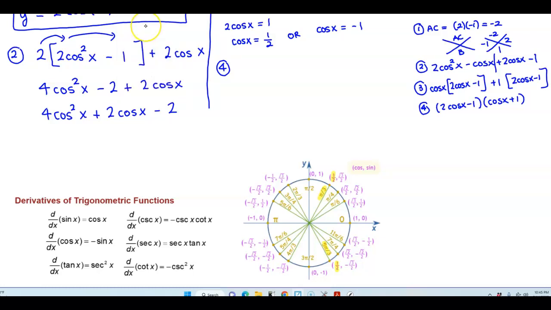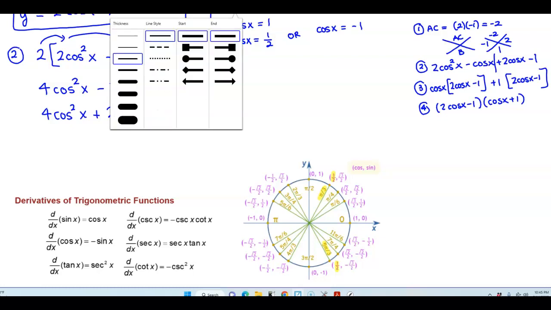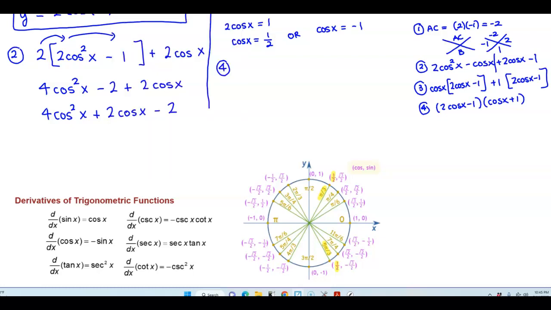Now recall here that the domain goes from 0 to 2 pi. So that means it goes in 1 revolution. Since it goes in 1 revolution, we know that we have x equal to pi over 3, and we know the other is 5 pi over 3.